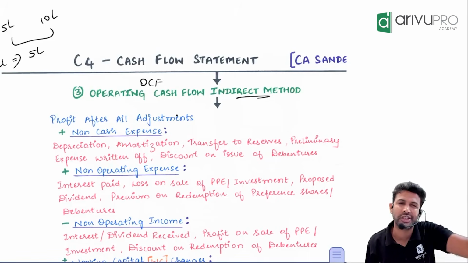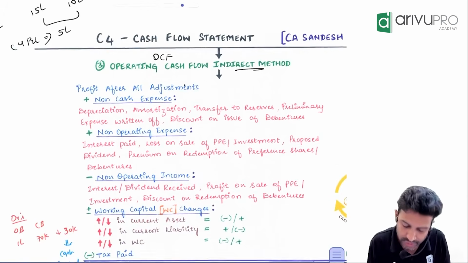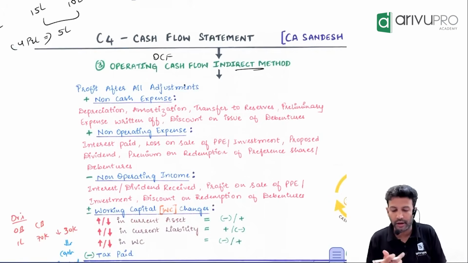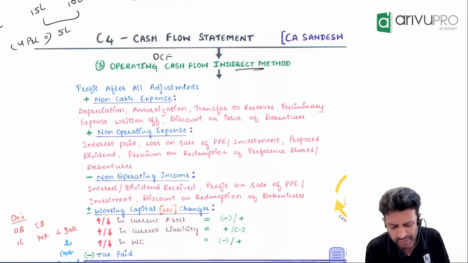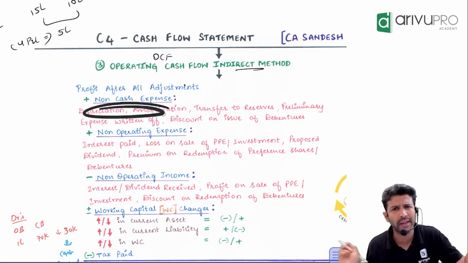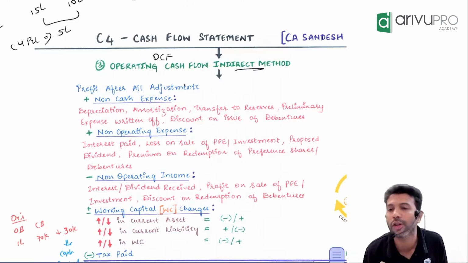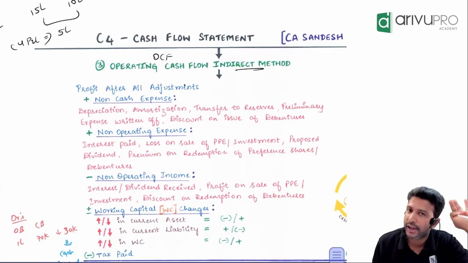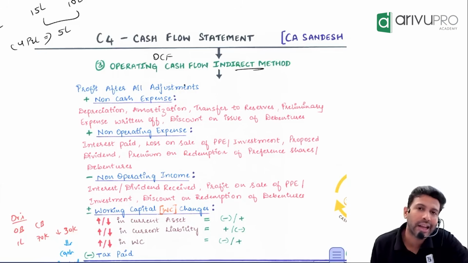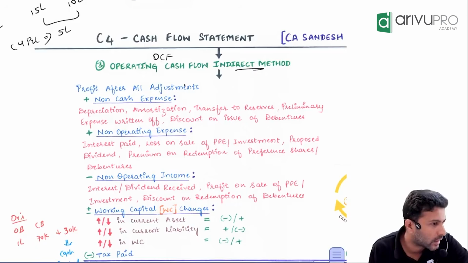Examples are depreciation, amortization, transfer to reserves, discount on issue of debentures, etc. These are some of the examples. Usually, we find depreciation and amortization. If they give you a big question, you may find other adjustments also. Now, this is one adjustment. Second, if you have any non-operating expenditures, add back.